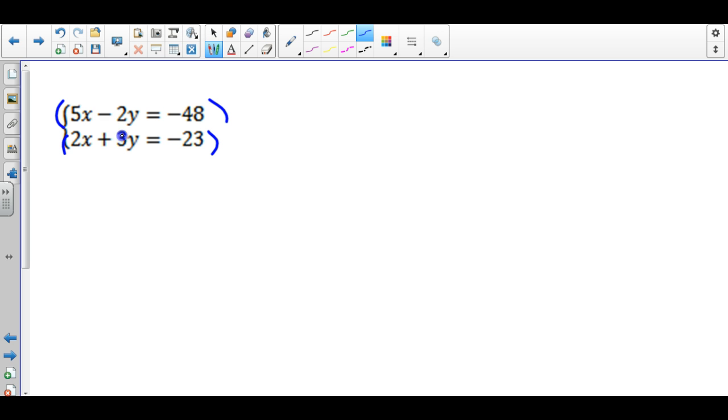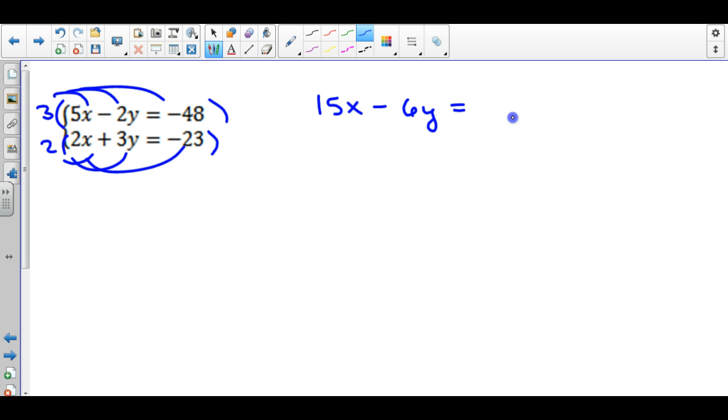So my common multiple is going to be 6, because 2 times 3 is 6. What number does 2 have to be multiplied by to get to 6? That would be 3. And what number does the 3 have to be multiplied by to get to 6? That would be 2. So I'm going to multiply 3 straight across the top, and 2 straight across the bottom. And again, the reason I don't have to multiply one of them by a negative value is because they are already opposite signs. These coefficients are opposites. So I end up with 15x minus 6y equals 144. And then the bottom equation: 2 times 2x is 4x, 2 times 3y is positive 6y, and 2 times negative 23 is negative 66. Or, I'm sorry, negative 46.